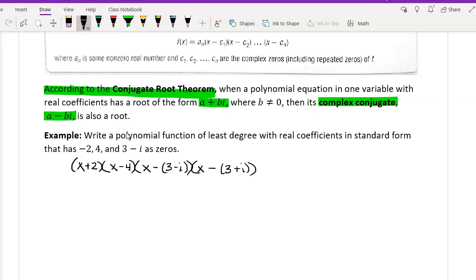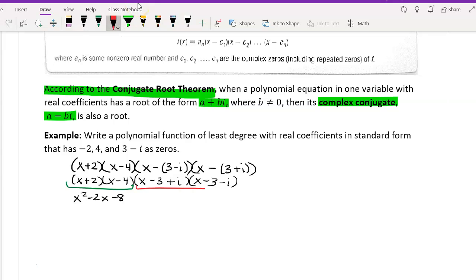First things first, I'm just going to simplify this a little more so we can have fewer sign errors. This becomes x minus 3 plus i. This becomes x minus 3 minus i. So let's go ahead and distribute these two binomials first. When we do, we get x squared minus 2x minus 8.